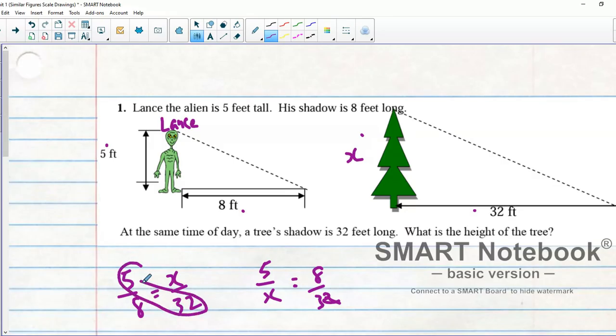5 times 32 is 160. 8 times x, so divided by 8, my bad, is 20. So the tree is 20 feet tall. All right, I think we got one last thing here.